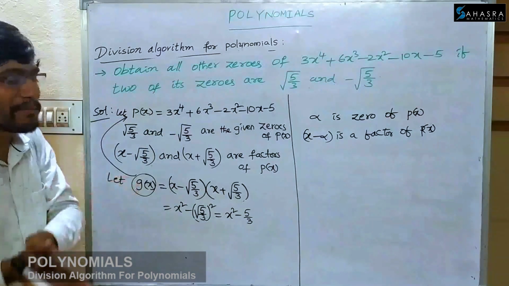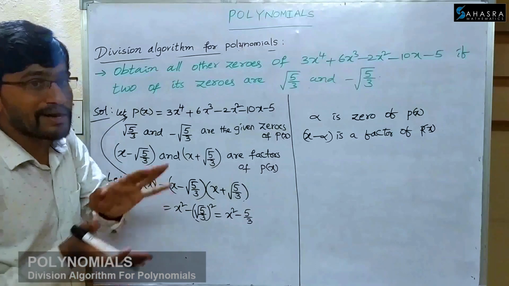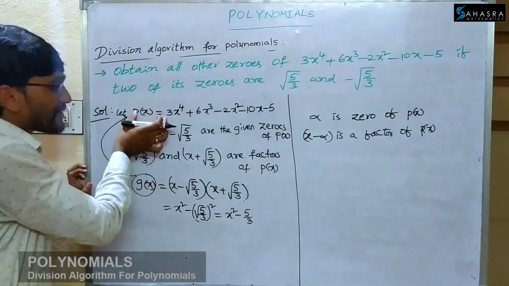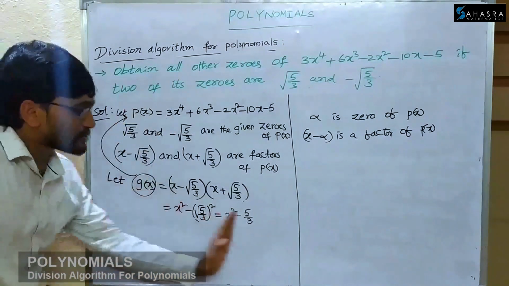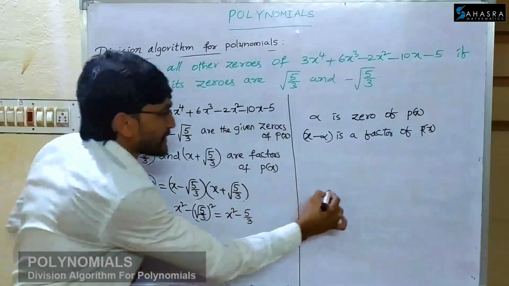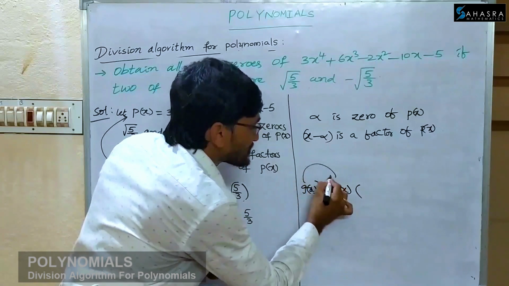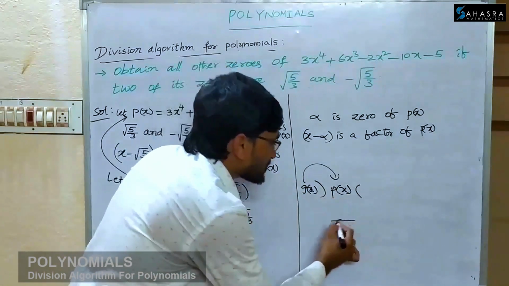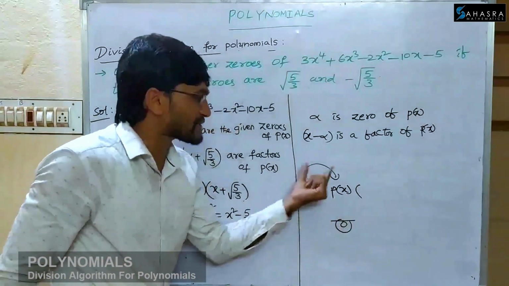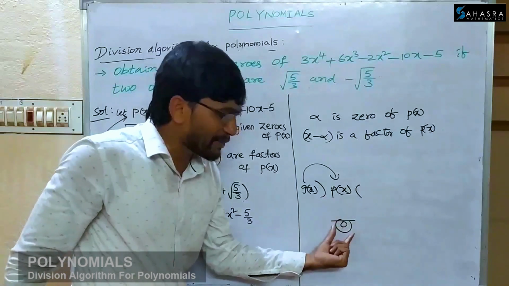Then what do we get as the remainder? The remainder is nothing but 0, since it is a factor of p of x. So the remainder must be 0. See, p of x and g of x: g of x is a factor of p of x, then compulsorily we get the remainder as 0.